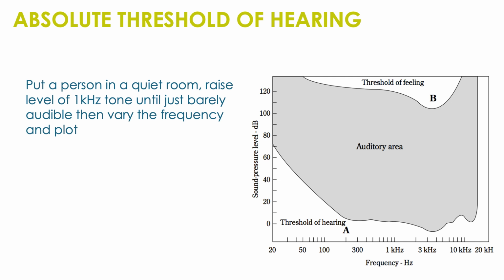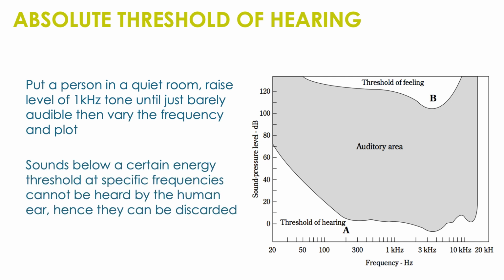part of the plot. The absolute threshold of hearing represents the minimum sound level at each frequency that a human ear can detect in a quiet environment. Sounds below these thresholds are not audible and can be discarded. In this way, we can optimize audio compression.